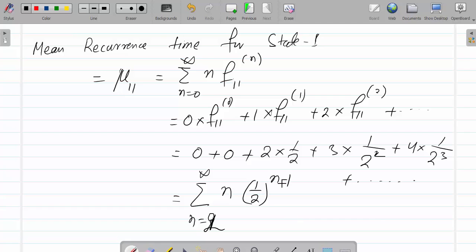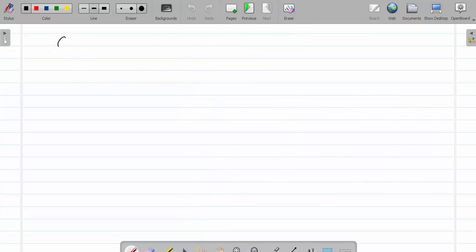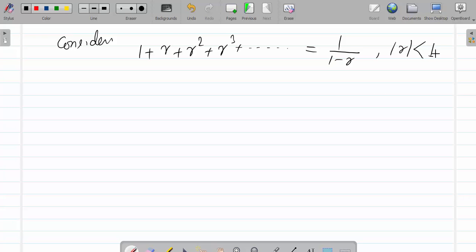We have to find this sum. So now to find this sum, consider 1 + r + r² + r³ + ... and so on. This is equal to 1/(1 - r), where |r| < 1.